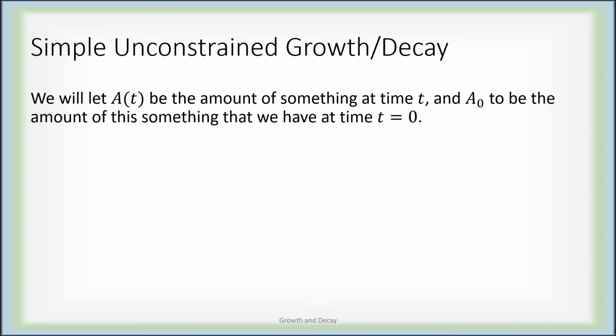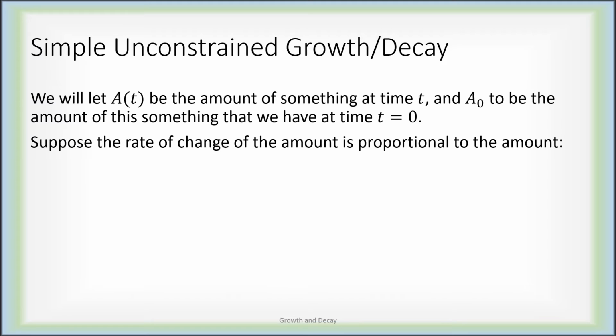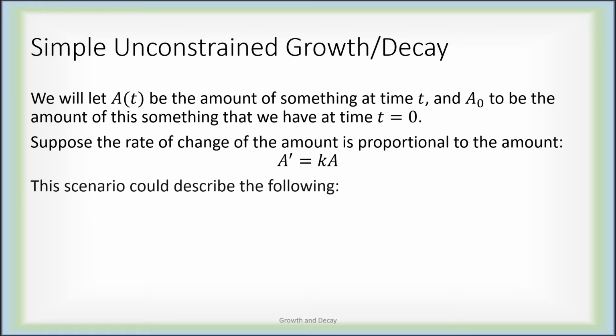So let's suppose A of t is the amount of something at time t, and a sub 0 is the amount at time t equals 0. Now this sounds like an initial value problem: A of 0 equals a sub 0. Suppose the rate of change is proportional to the amount. So the derivative of capital A is some constant times A. The rate of change of A is proportional to whatever A is.